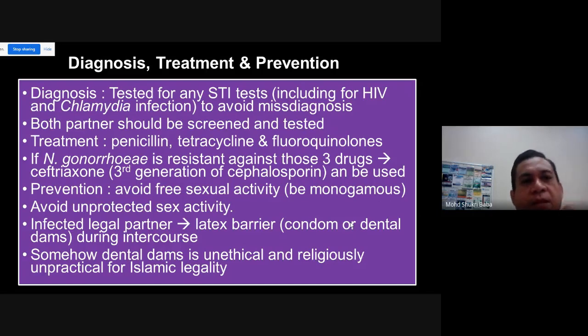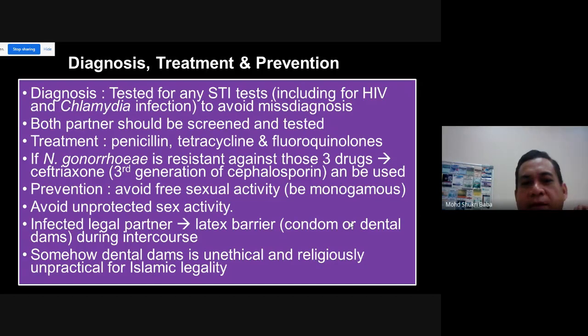Alright. So both partners should be screened and tested. Okay, treatment dia basically penicillin, tetracycline, and fluoroquinolones. If Neisseria gonorrhoeae is resistant against those 3 drugs, yaitu penicillin, tetracycline, and also fluoroquinolones, so what happens is that the doctor might prescribe another third generation cephalosporin, which is kita panggil dia ceftriaxone.